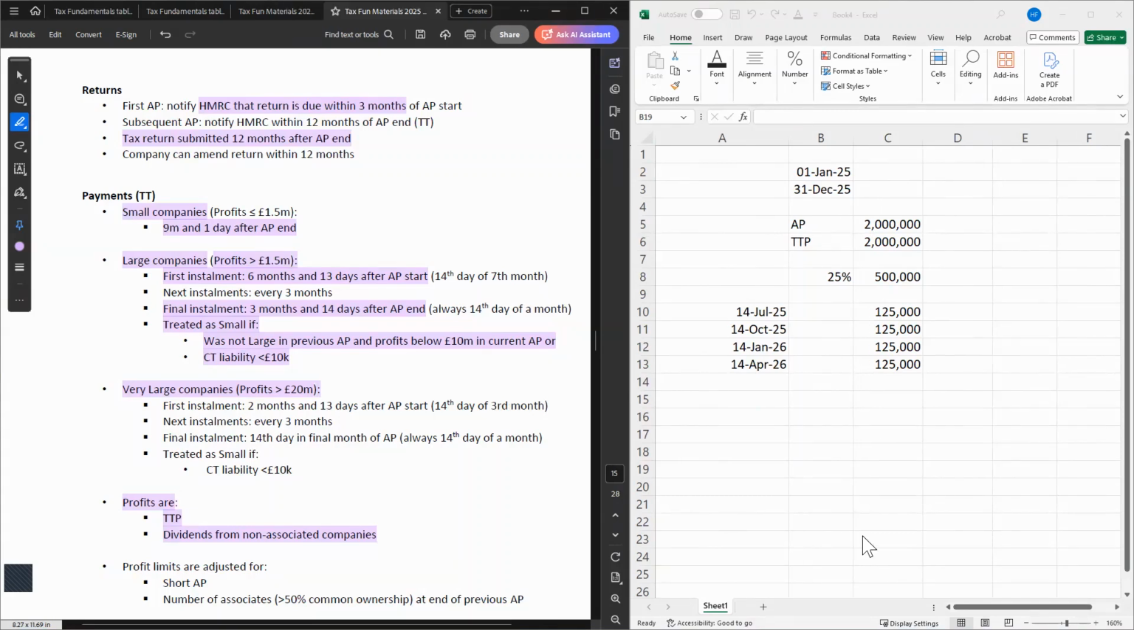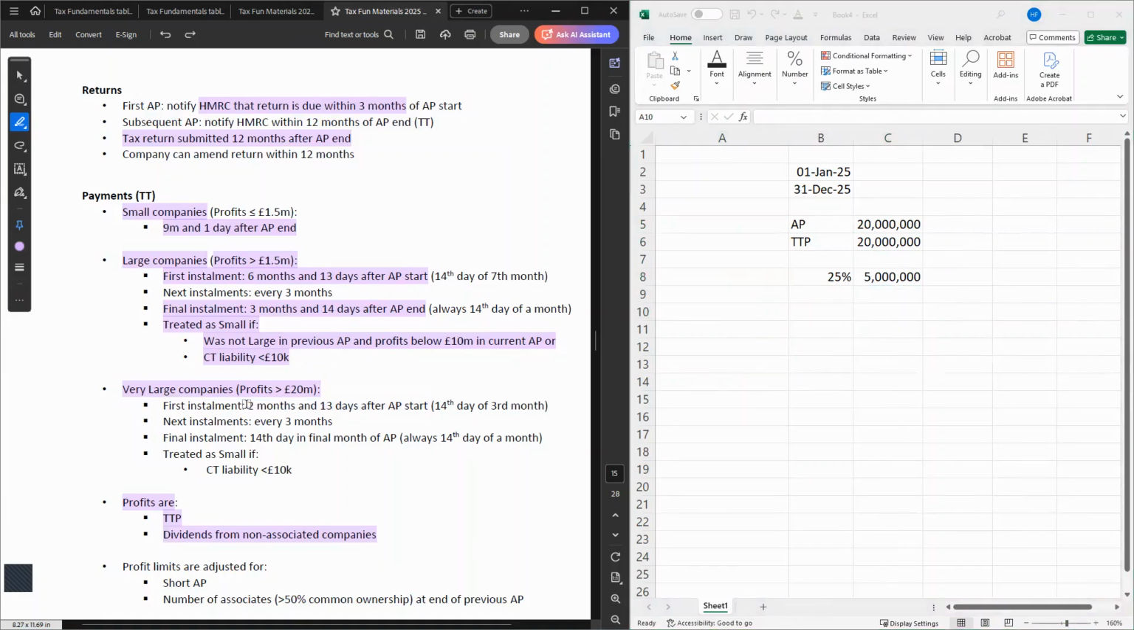So let's now look at the payment dates for very large companies. In our example here, let's now assume that instead of the augmented profits being 2 million, they're 20 million, and that the taxable profits are also 20 million. So that gives a tax liability at 25% of £5 million.